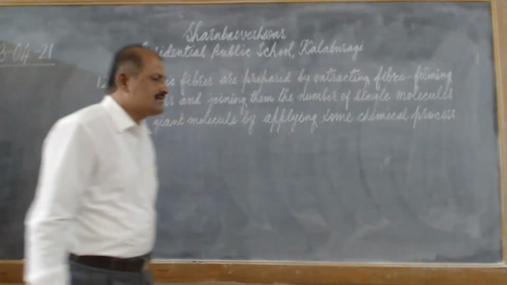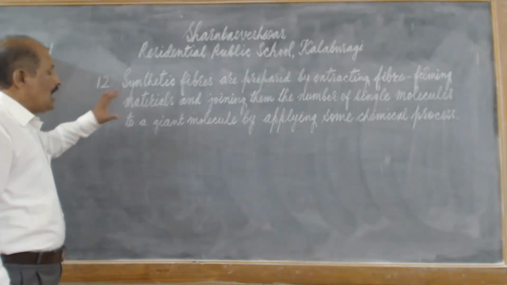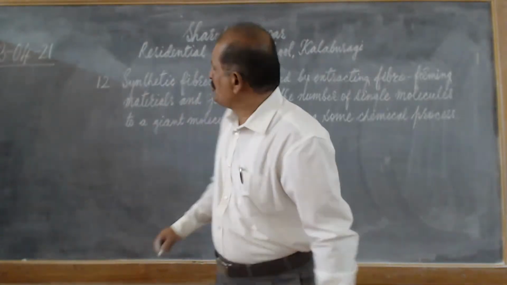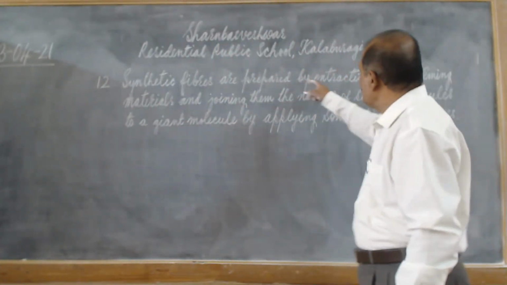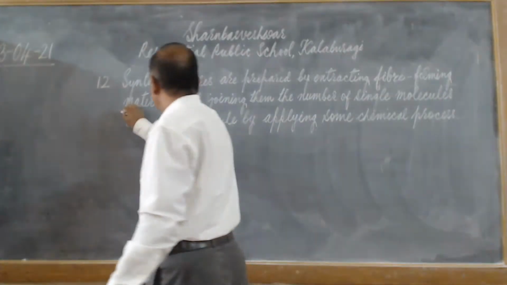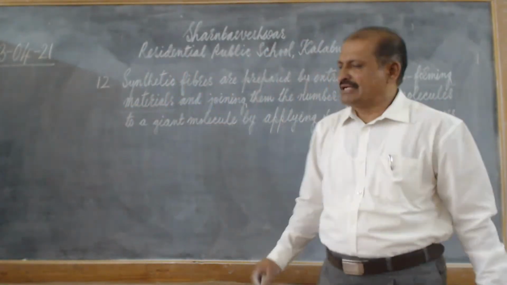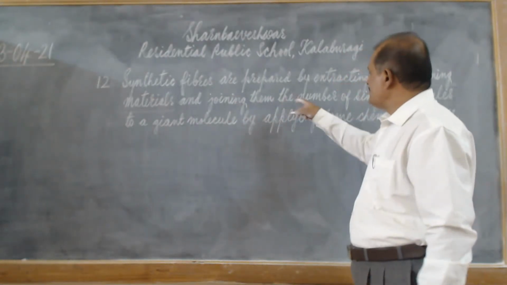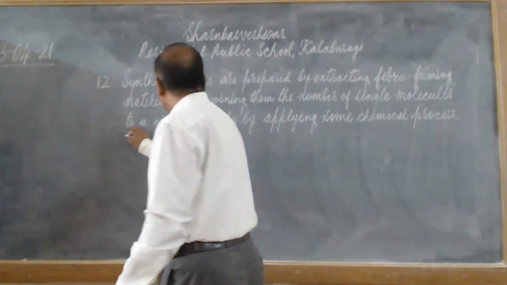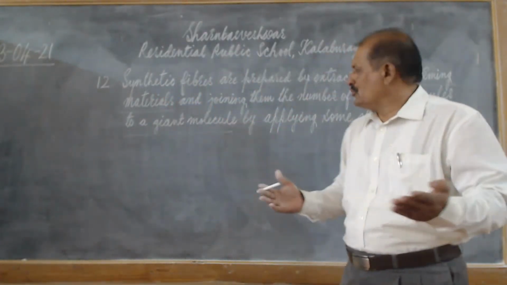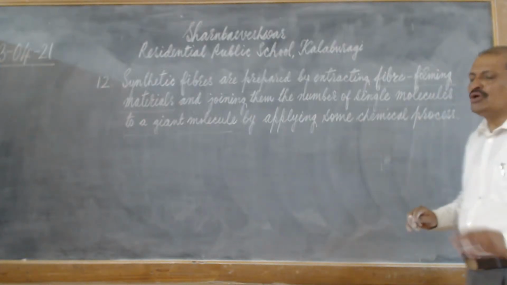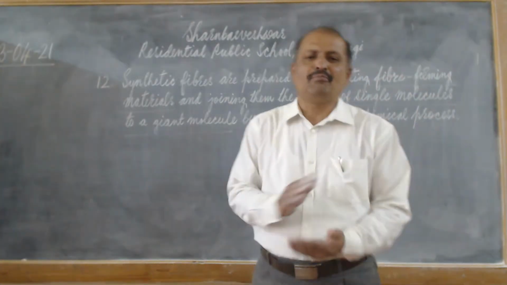Dear students, please see how synthetic fibers are prepared. Synthetic fibers are prepared by extracting fiber forming materials and joining the number of single molecules to a giant molecule or to a large molecule by applying some chemical process. This is how we prepare synthetic materials.